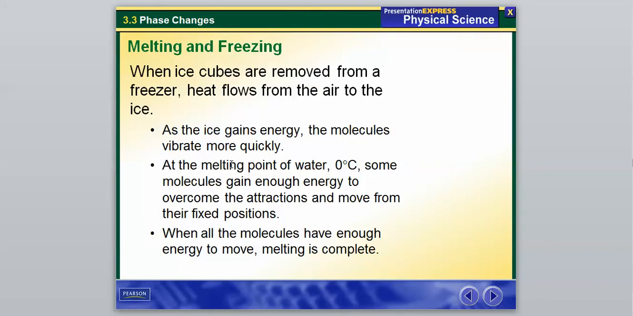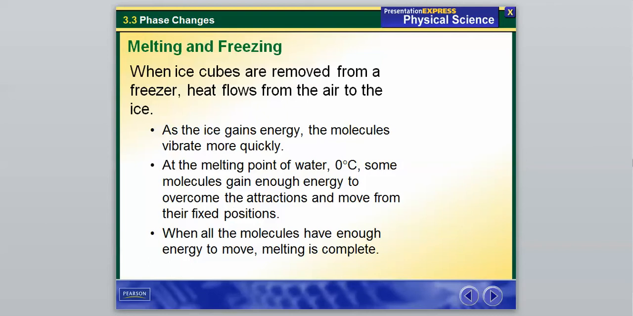Remember, during a phase change, the temperature doesn't change. It'll stay at 0 degrees Celsius until all of the molecules have overcome the attractions. Is that an endothermic or an exothermic change? What do you think? I think it is an endothermic change because the energy is being absorbed, and if you refer back to our last video, it says melting is an example of an endothermic change. Good question. Once all the molecules have enough energy to move, melting is complete, and after melting is complete, the temperature will continue to rise.